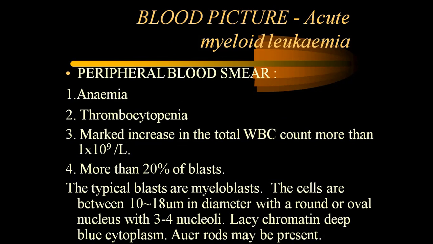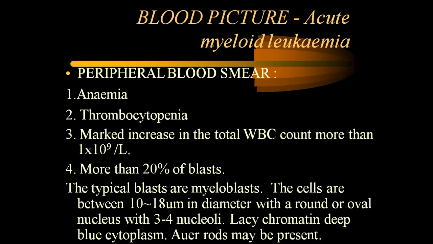Next, coming to the laboratory findings, the peripheral smear picture. In the RBCs there will be normocytic normochromic anemia, the platelet count will be decreased, thrombocytopenia will be there, and the total WBC count is markedly increased, more than 1 lakh. And when you do a DC of 100 cells, you'll see more than 20% blasts. This is the important cutoff value to label a person as having leukemia. 20% minimum should be there, 20% and above.